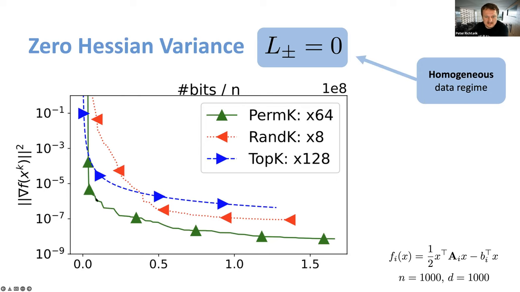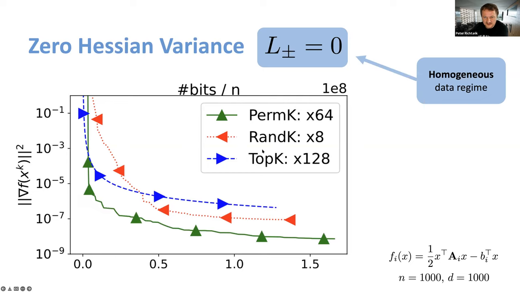And it's much faster than, let's say, random K. And the difference is roughly one or two orders of magnitude, depending at which time spot you look at this. Actually, it's one order of magnitude against the red one. And against the top K, the difference eventually would be even larger in this case.